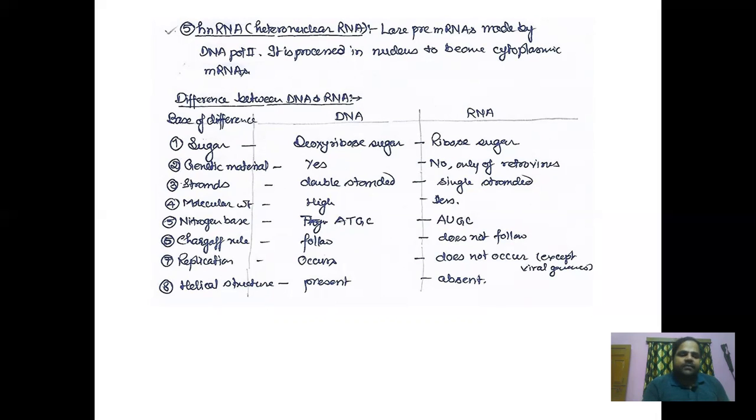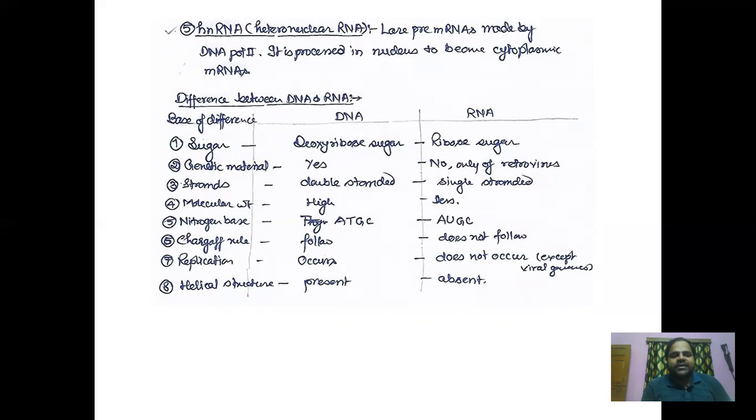The next point is Chargaff's rule. DNA always follows Chargaff's rule, however, RNA doesn't. The next point is replication. In case of DNA, replication occurs, but in case of RNA, it doesn't occur. Replication means formation of a replica copy. It means the increase in their number.